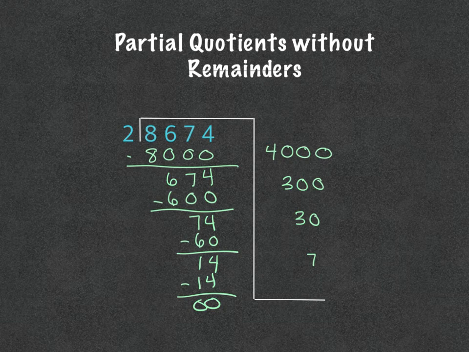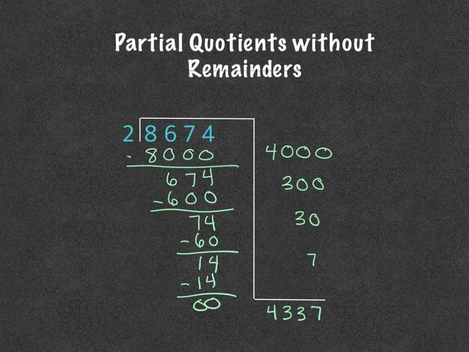So 0 plus 0 plus 0 plus 7 is 7. 0 plus 0 plus 3 is 3. 0 plus 3 is 3. And 4 is equal to 4, right? So we get 4,337. Now again, if we look at our two ways, there are a couple of different strategies.